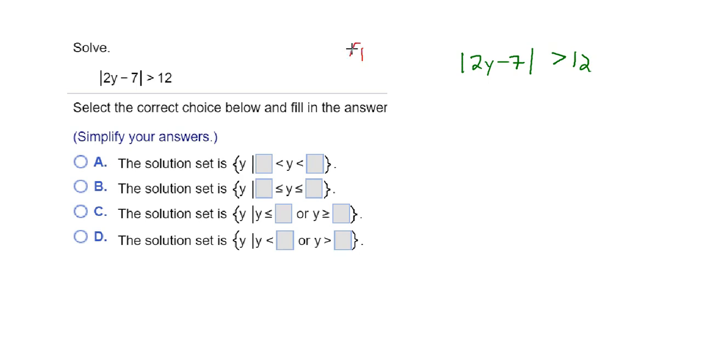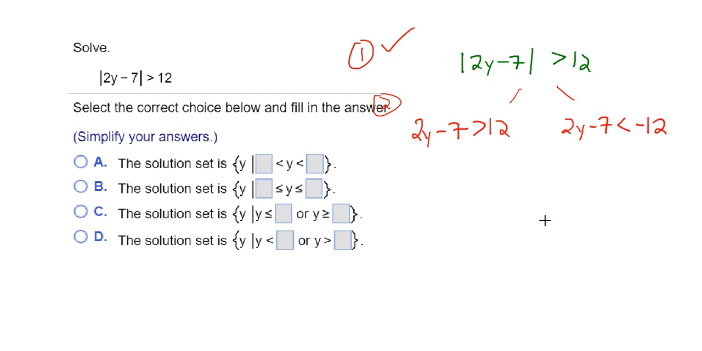Again, step 1, make sure the absolute value is by itself, which it already is. Step 2, split into two inequalities. The first one's an exact copy of the original, but without the absolute value. The second one is the same, still going to be 2y minus 7, but we're going to flip the symbol around, so this will become a less than, take the negative of the right-hand side, so we get negative 12 here. All right, so that's step 2.